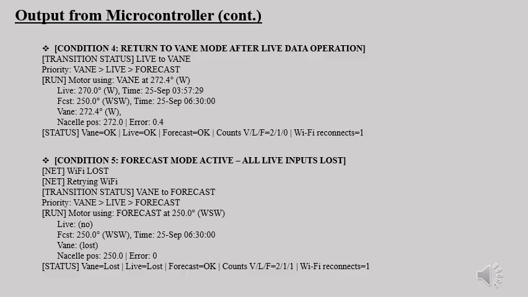Even when all live inputs fail, the status clearly shows that vane equals lost and live equals lost, while forecast remains OK. This demonstrates that the system is designed to maintain yaw control even under the worst-case conditions. These outputs prove that the smart yaw control system maintains continuous operation through multiple failure scenarios, always selecting the best available source to protect power production and system reliability.